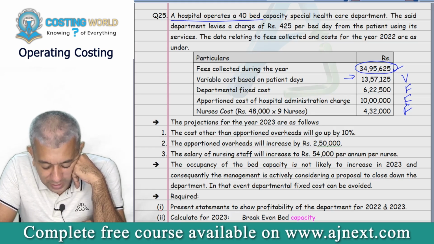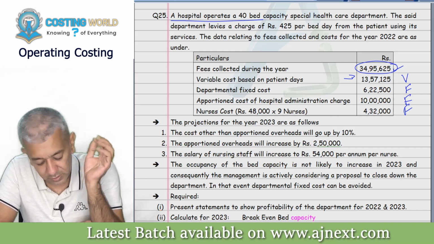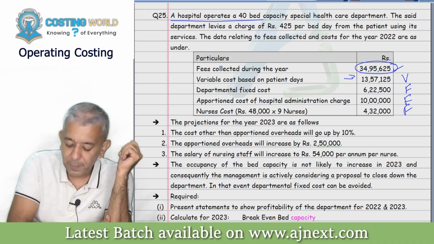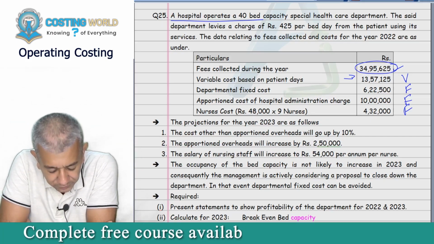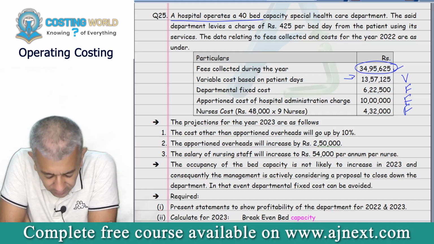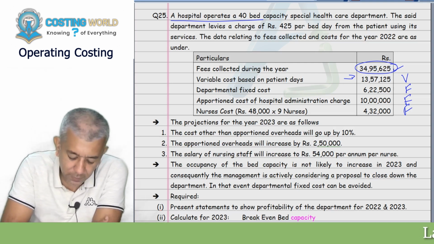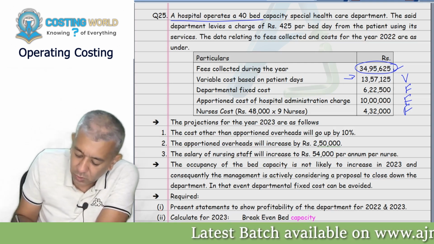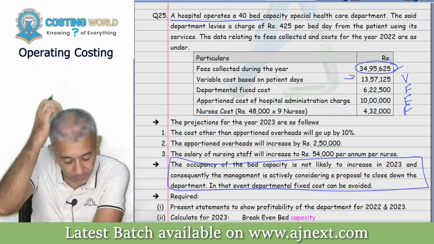The salary of nursing staff will increase to 54,000 per annum per nurse. The occupancy of the bed capacity is not likely to increase in 2023, and therefore the management is actively considering a proposal to close down the department. In that case, even departmental fixed costs can be avoided. Everybody is going to be reading this thing once more. Just read it properly.